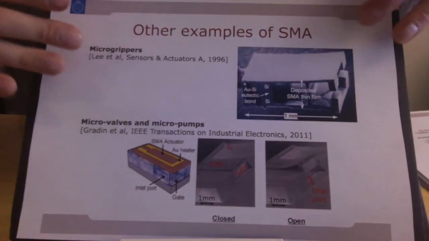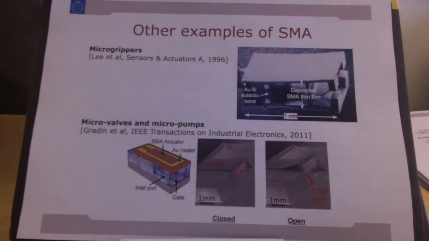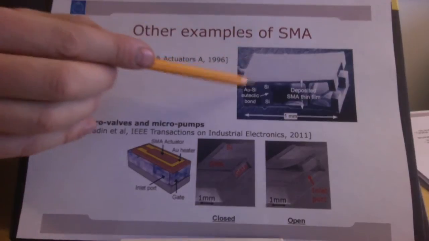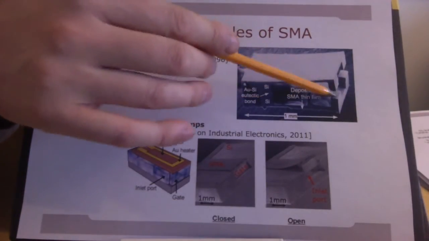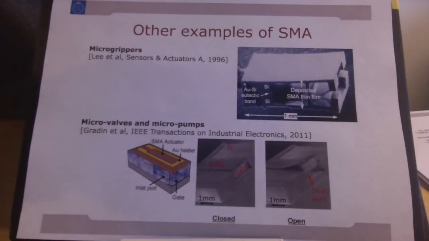Another example you can see here is a micro gripper. There are two silicon pieces. They are etched by deep reactive ion etching, as you obviously can see. You should understand that now. Why deep reactive ion etching? You should be able to recognize it from the shape.